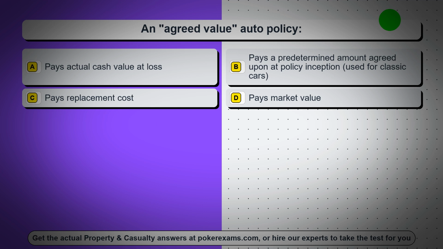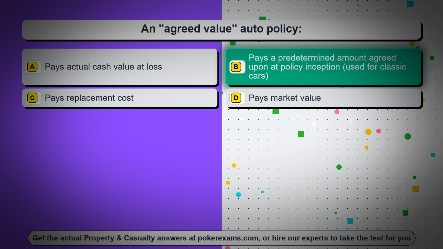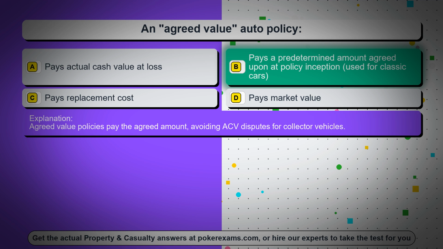Question 71. An agreed value auto policy: Option A, pays actual cash value at loss. Option B, pays a predetermined amount agreed upon at policy inception, used for classic cars. Option C, pays replacement cost. Option D, pays market value. The correct answer is option B, pays a predetermined amount agreed upon at policy inception, used for classic cars. Agreed value policies pay the agreed amount, avoiding ACV disputes for collector vehicles.